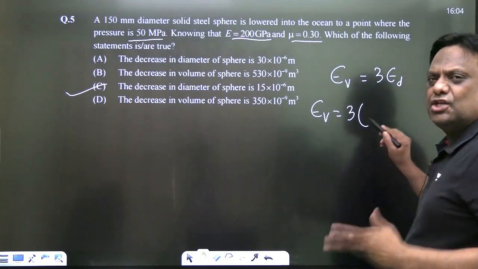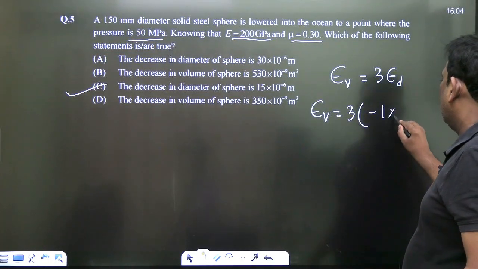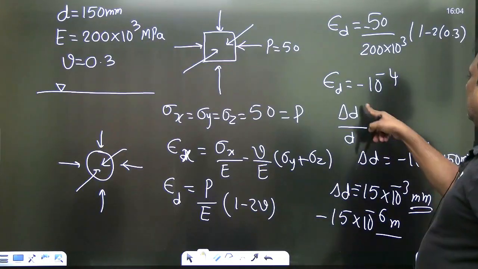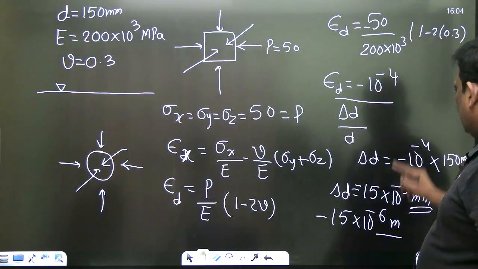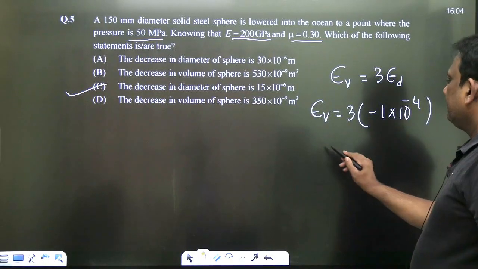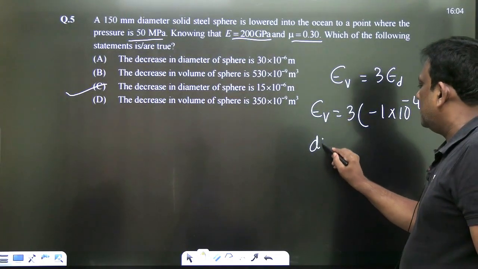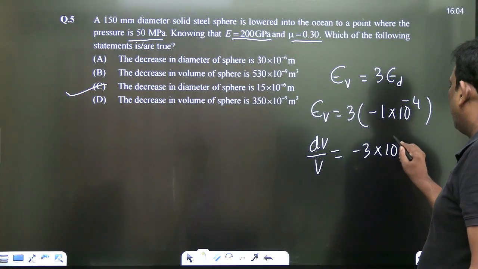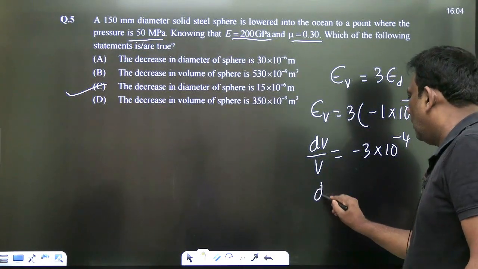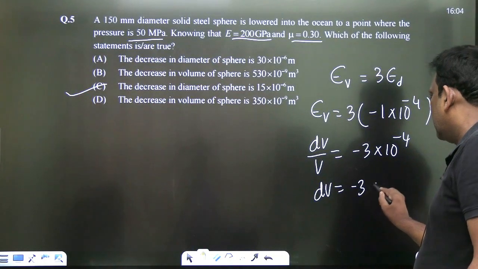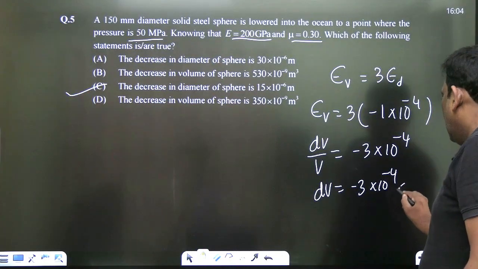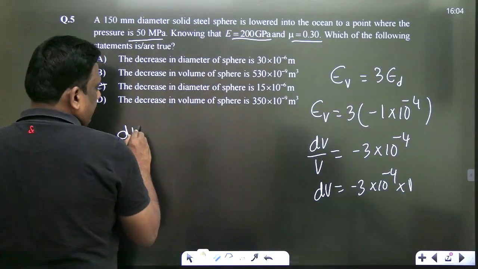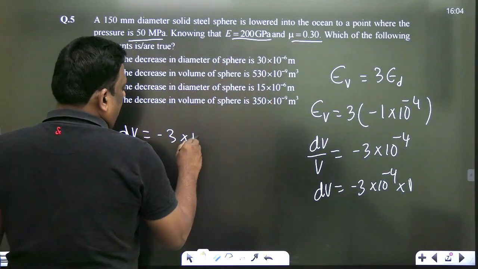And the diametral strain, we have already calculated, is minus 1 into 10 power minus 4. Very good. So the volumetric strain is given by change in volume to the original volume, that is minus 3 into 10 power minus 4. So the change in volume is given by minus 3 into 10 power minus 4 into volume.